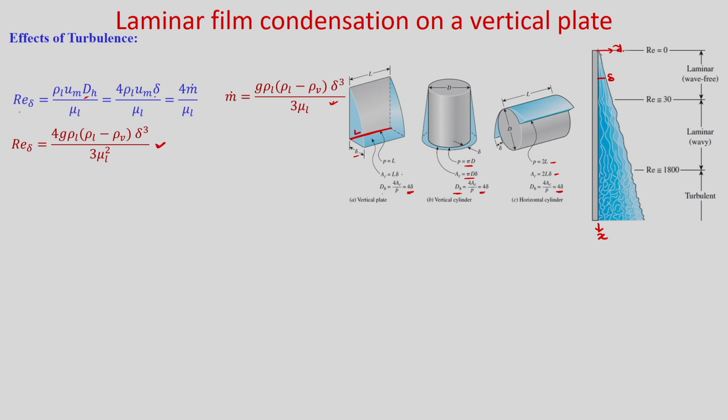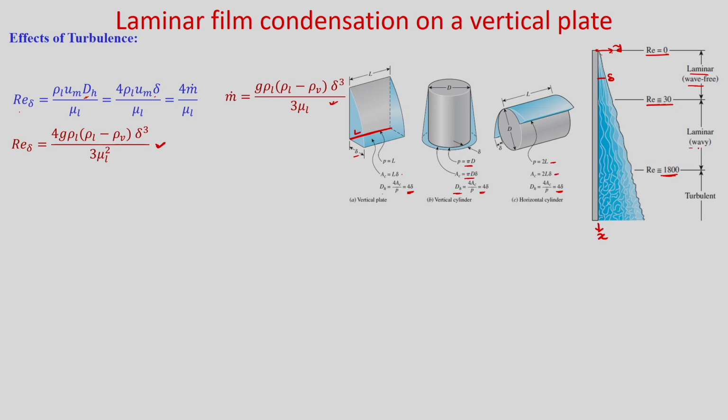Now, at x equal to 0, what is the Reynolds number? Because delta is 0, obviously the Reynolds number will be 0. It is seen that up to Reynolds number 30 you will get laminar flow and it is wave free. You can see this interface is almost a straight line. So, there is no waviness on the interface. From Reynolds number 30 to 1800, you will get laminar flow, but on the interface you will get some waviness.